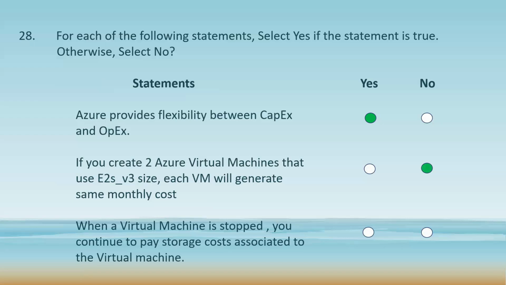Next statement. When a virtual machine is stopped, you continue to pay storage costs associated to the virtual machine. While the VM is shut down, there is still a storage cost for the disk that is holding the virtual hard drive file, as well as any other data storage disks you may have created, as you are still consuming the file storage. If you delete them before shutting down the VM, then you won't be billed for storage. So this statement is correct.